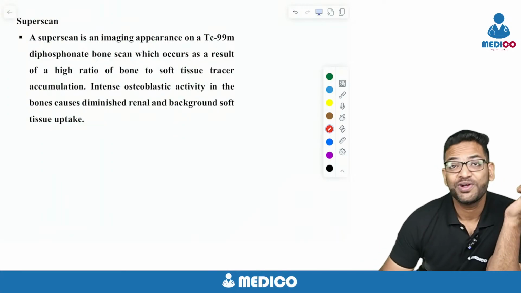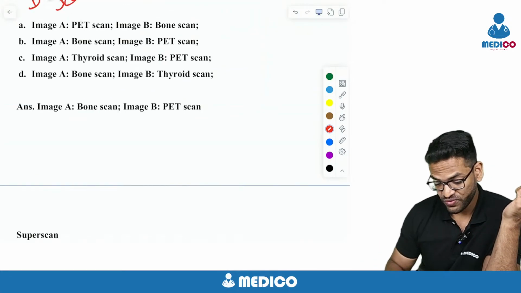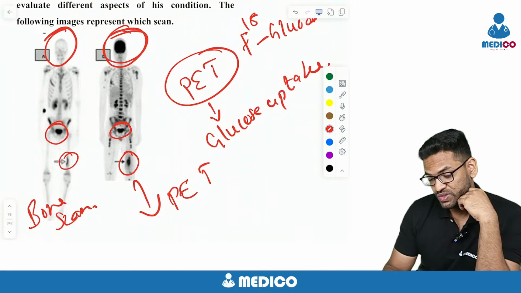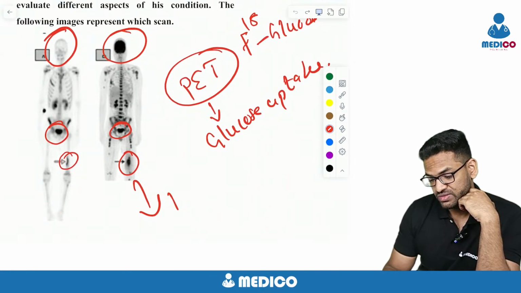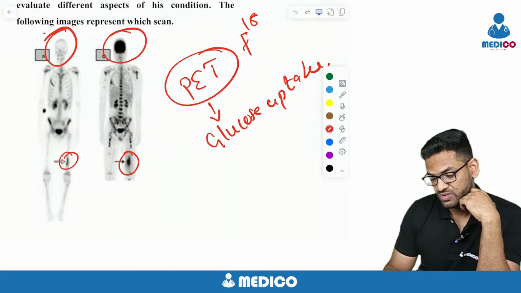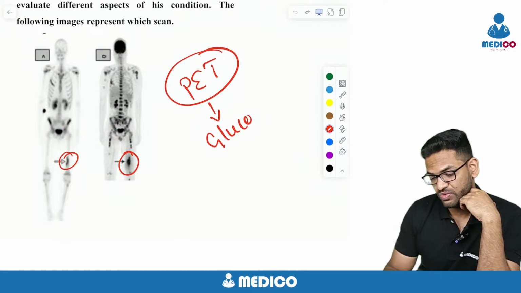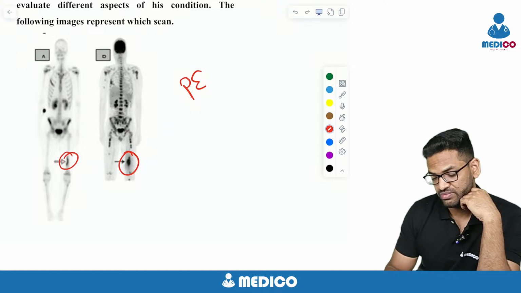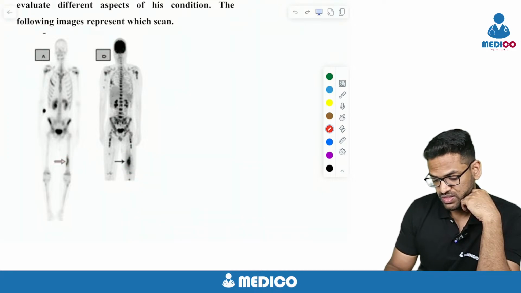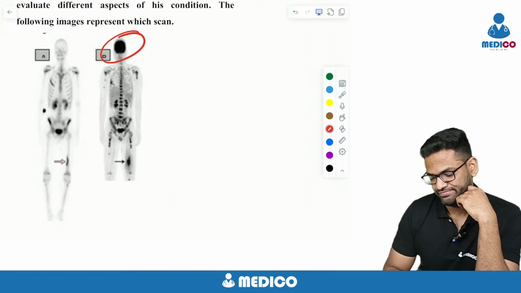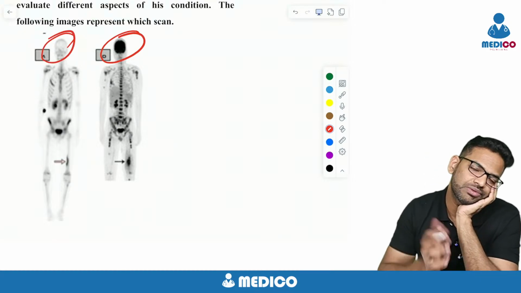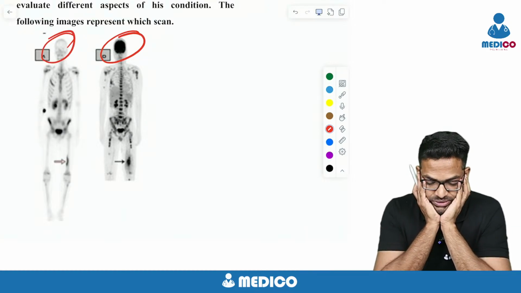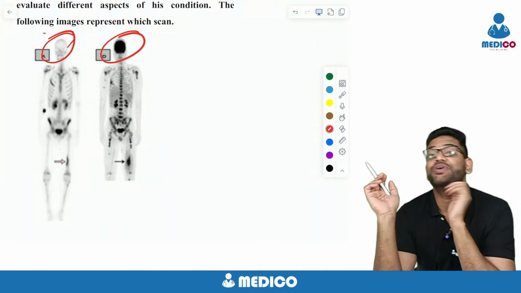So we were talking about super scan. First we will show differences between PET and bone scan, which we just discussed. Even without all these pointers, you will be able to differentiate between them because PET has a brain, bone scan doesn't. Just remember that much. So PET is showing brain uptake.